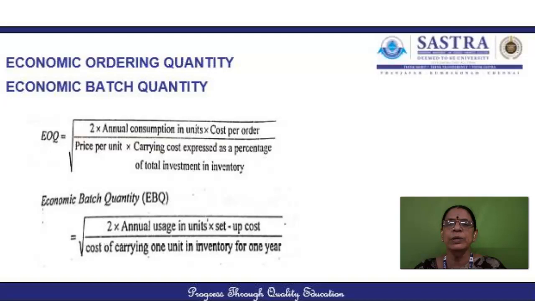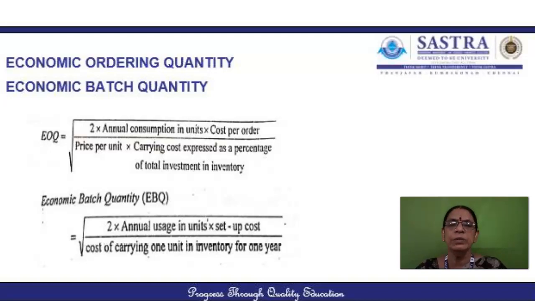Reorder point is equal to 90,000 units divided by 360 days into 10 plus 20, that is 20 days for the safety stock and the lead time is 20 days. Reorder point is equal to the demand during the lead time plus the safety stock.